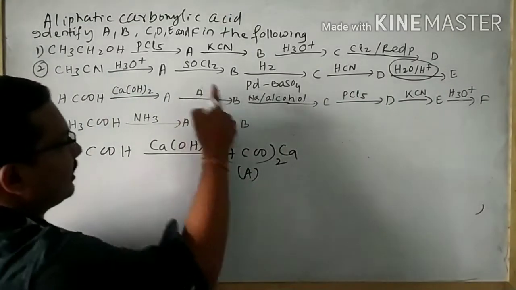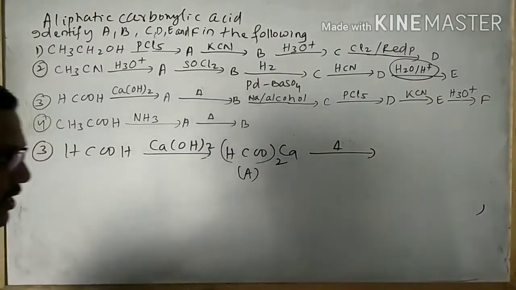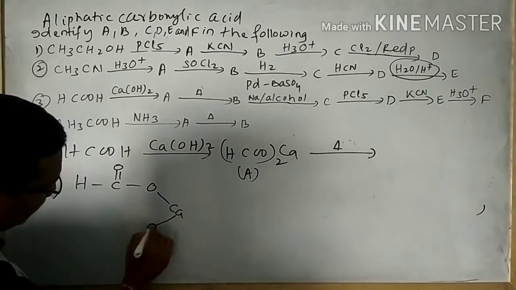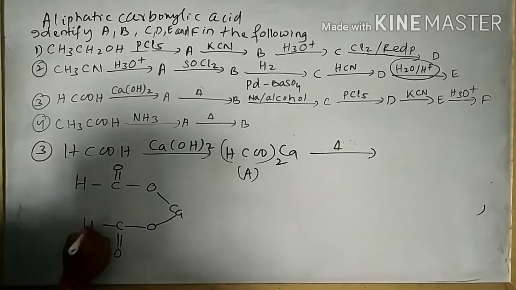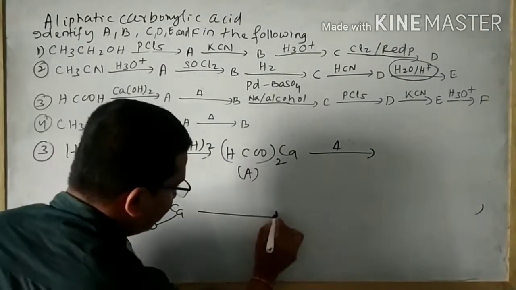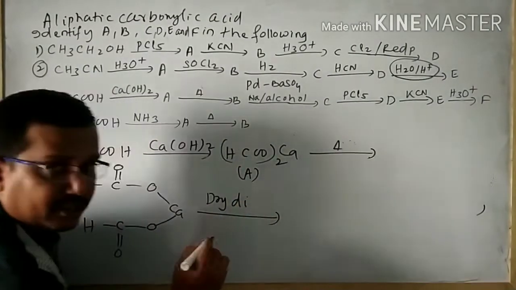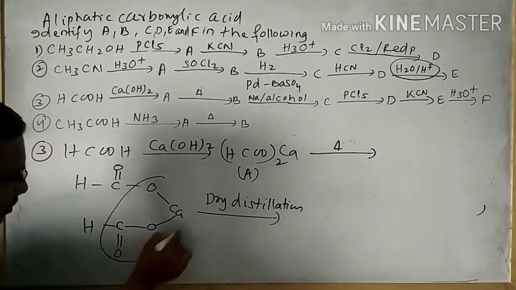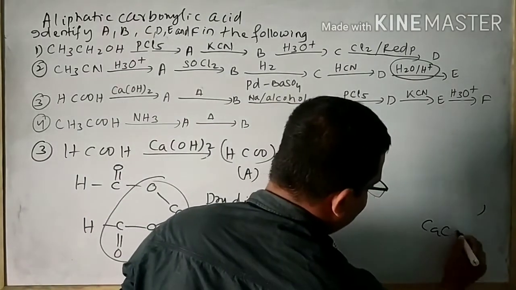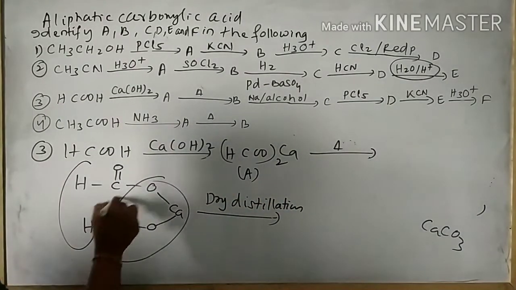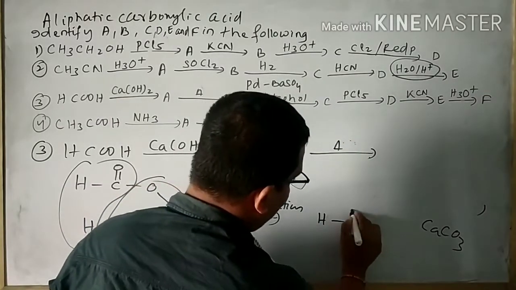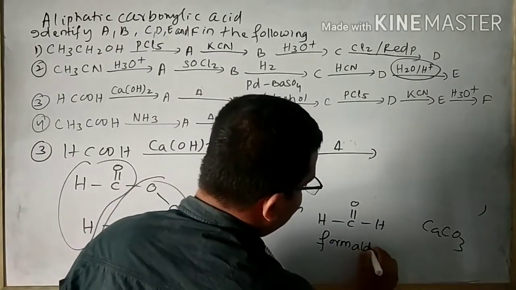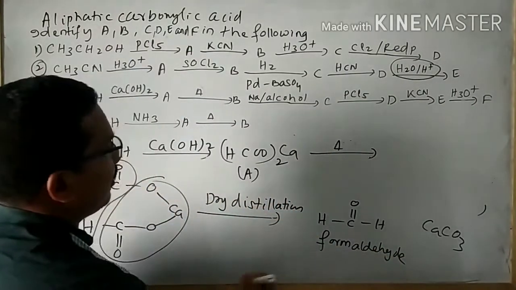Next, it is subjected to heating, that means it is subjected to dry distillation. This is the structure of calcium formate. When it is subjected to dry distillation, calcium carbonate will be formed. The byproduct is CaCO3, and the remaining part is H-C double bond O-H, that is said to be formaldehyde. Formaldehyde is said to be product B.